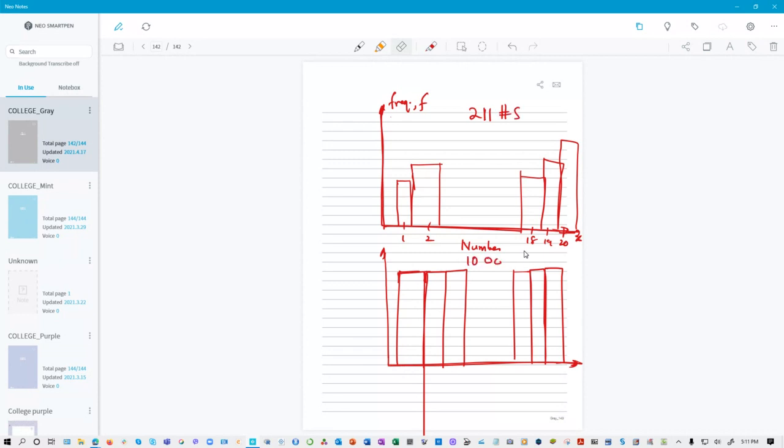Here may be 10,000 numbers from 1 to 20. Then they're going to become like a uniform distribution, see, that's what they say. Because this height should always be 1 over 20. Each one should have a 1 over 20 chance of being selected.